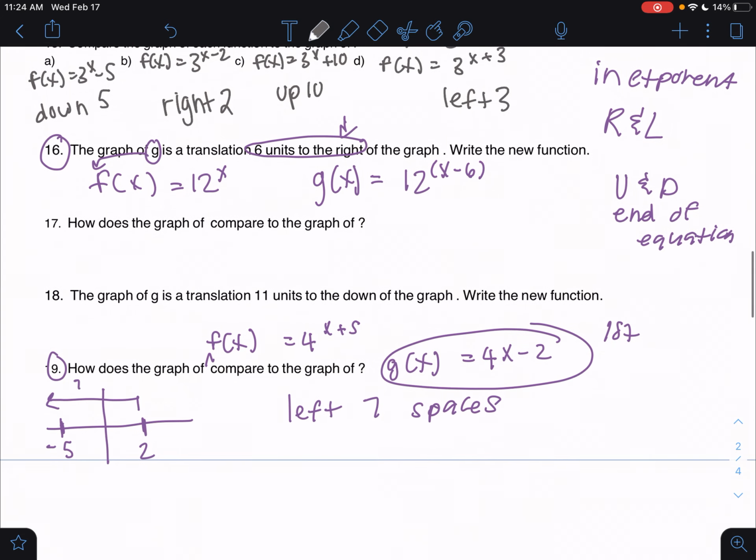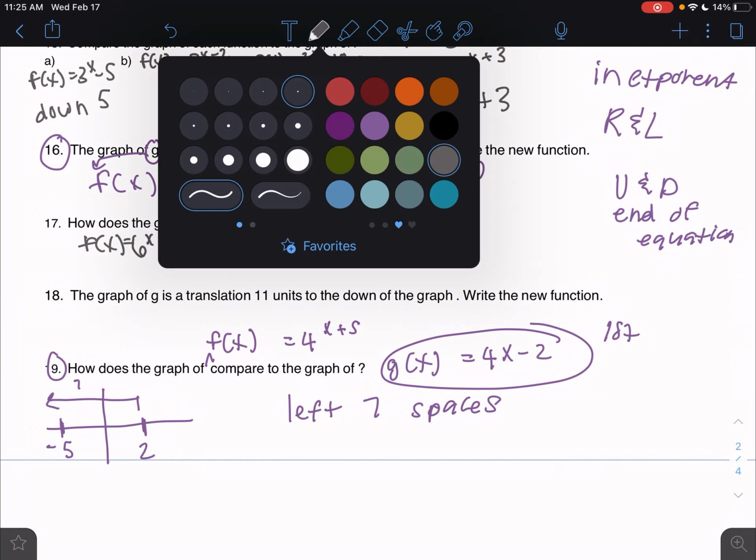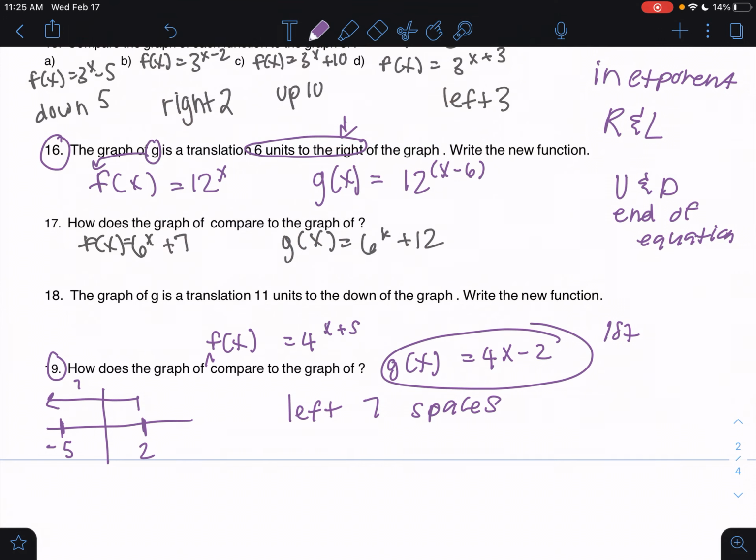Okay, we have just a few more. Let's look at number 17. And we are comparing the graph of 6 to the x plus 7 to g of x equals 6 to the x plus 12. Remember, whichever one is at the end is our old one. Whichever one is at the beginning is our new equation.